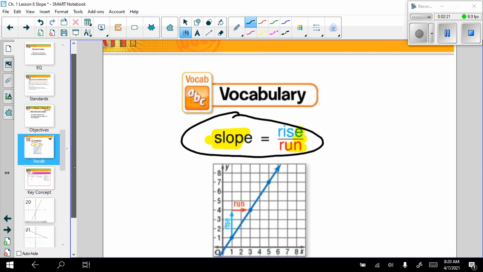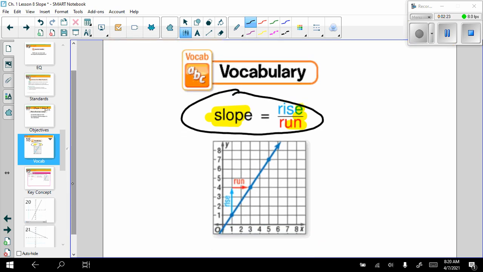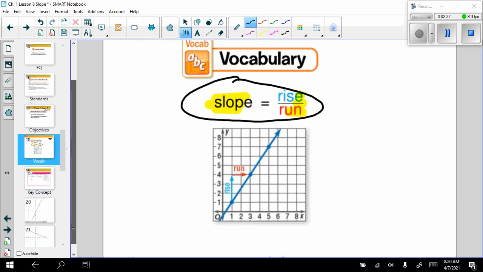So the next thing that I need you to add to your notes is this right here. Slope equals rise over run, okay? So I want you to add that rise over run to your notes, okay? So slope is rise over run, how far up and down versus how far side to side, okay? So we go up and down first, then we go left to right second.